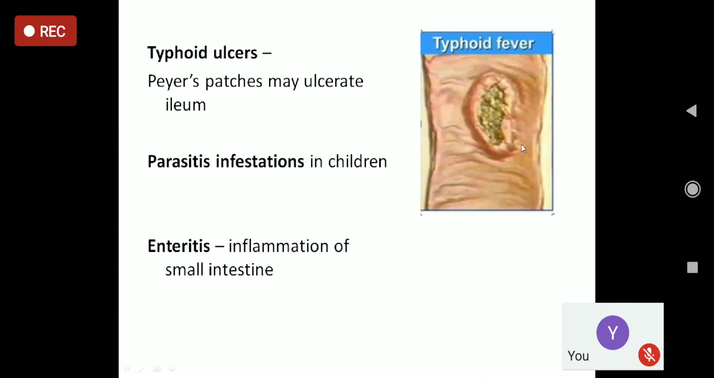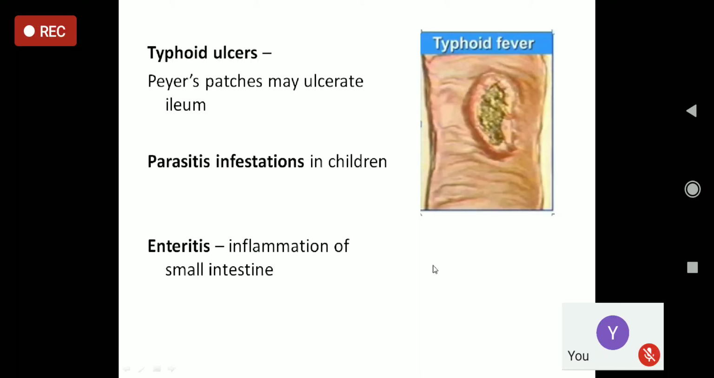Then typhoid ulcers are very common. This is the figure of the typhoid ulcer, with the vertical shape, running vertically, which you can also see here. Because of the presence of the Peyer's patches in the ileum, it is more common there, and the Peyer's patches may ulcerate and form an ulcer. Then parasitic infestations like hookworm and roundworm infestations are also very common in the small intestine, especially in children. And inflammation of the small intestine is known as enteritis.